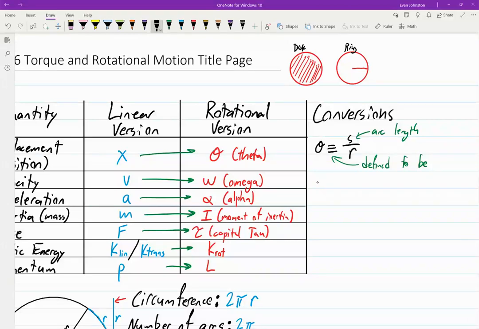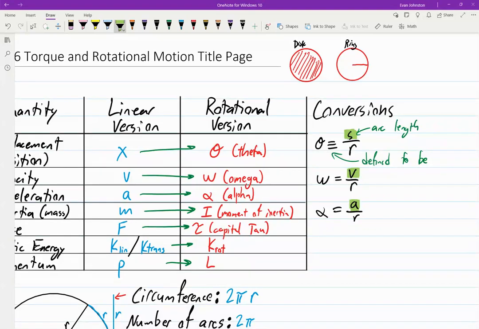And so a couple other handy conversions. If we want to look at this new omega thing, angular velocity, it looks like a fancy W. That actually is v divided by r. If you had the velocity in meters per second and you had the radius in meters, you'd end up having the angular velocity, and that would be in radians per second. We can do the exact same thing here with alpha. Alpha follows the same pattern. We have the linear thing over r gives us the angular thing. With omega, the linear velocity over r gives us the angular velocity. And here, the linear acceleration over r gives us the angular acceleration.